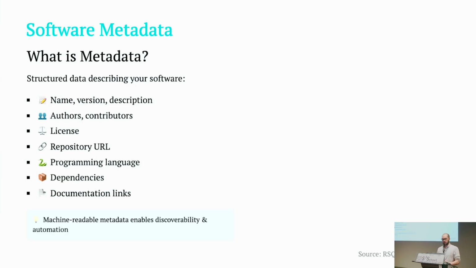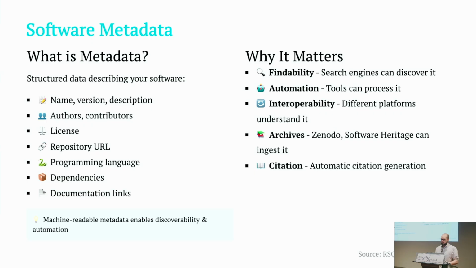So there are some data that help to describe your software. It's even better if you can have metadata which are machine readable to allow other services or search engines to index and find your software. So what I just said, findability. Also automation. So some tools can process structured metadata, and we will see some of them, like platforms, Dependabot and Software Heritage. And you can also make automated citation generation.